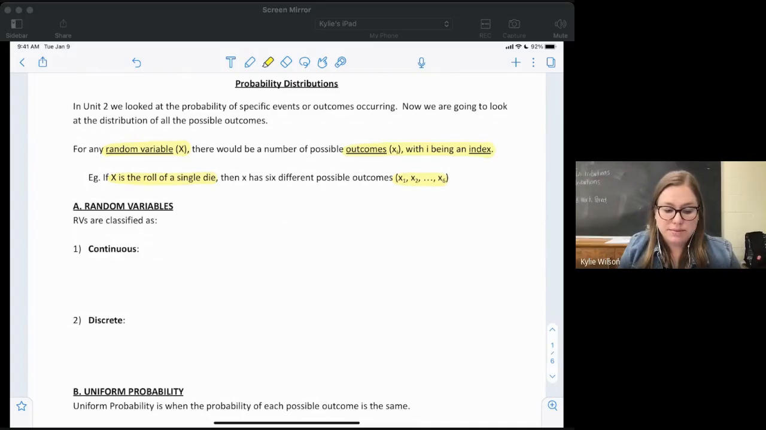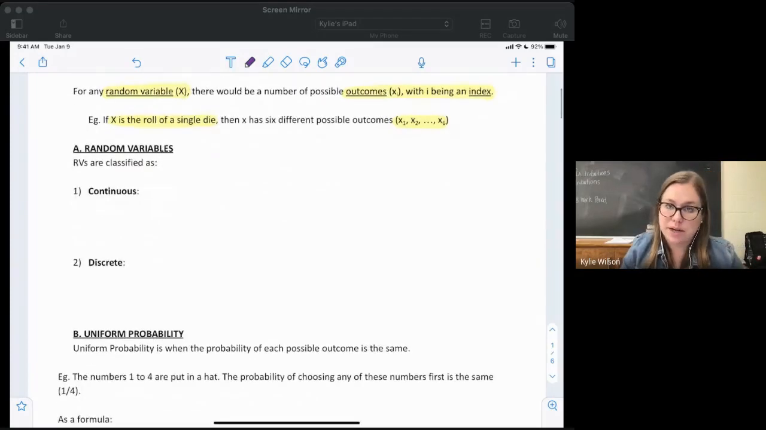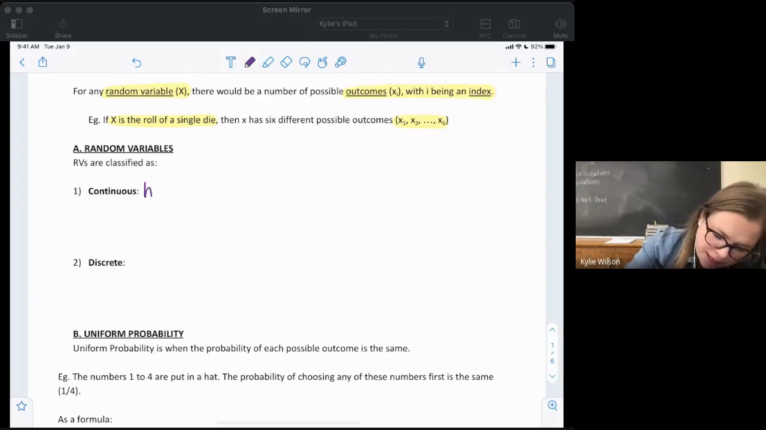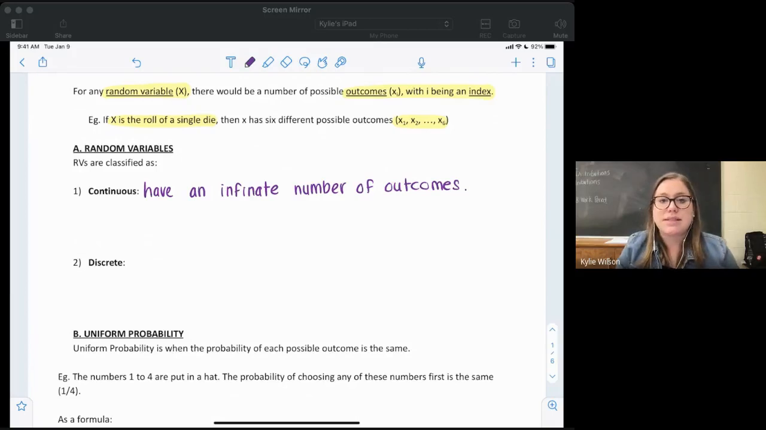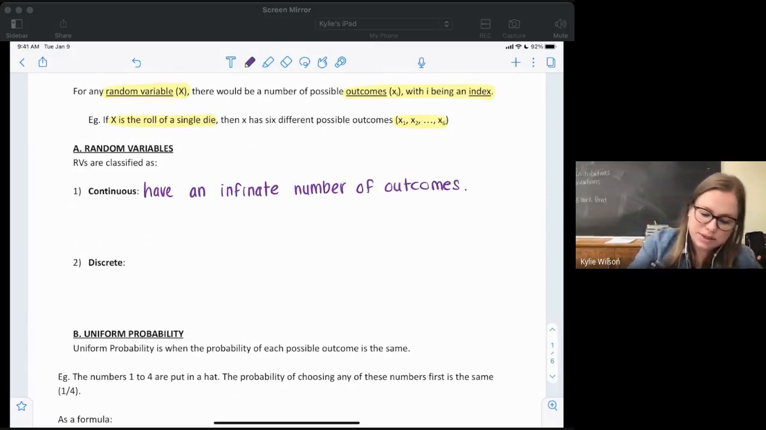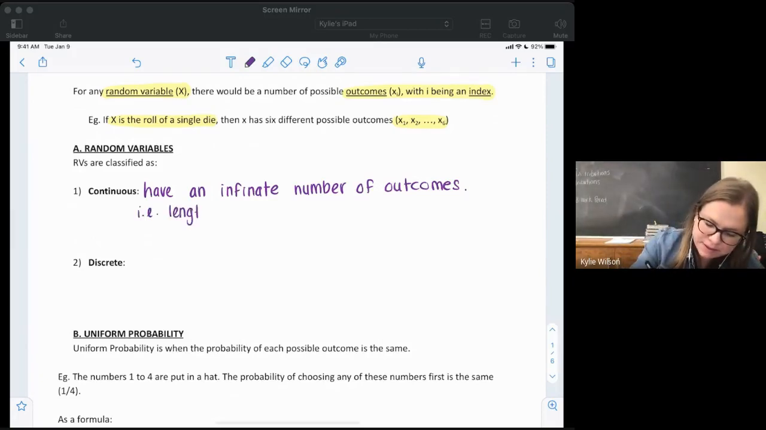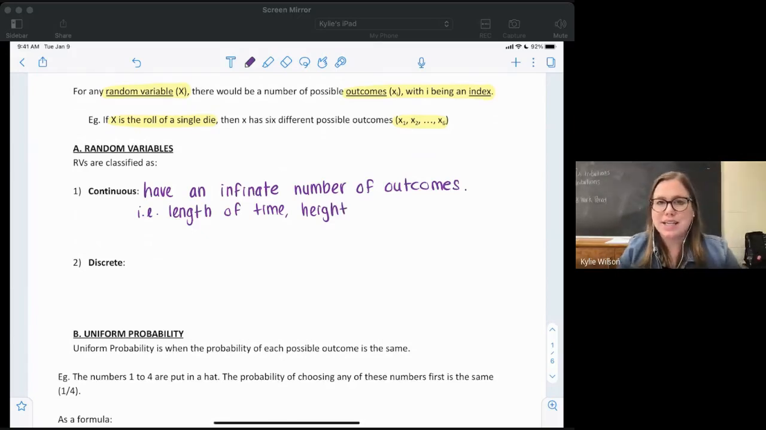Now, these random variables can be classified into 2 groups. First, we could have what are called continuous random variables. And these random variables have an infinite number of outcomes. So what that means is that decimals, fractions, all of those things are included and can be outcomes for this particular random variable. So, for example, this could include length of time. It could include a height measurement, really any sort of measurement where a decimal or fraction is a realistic answer.